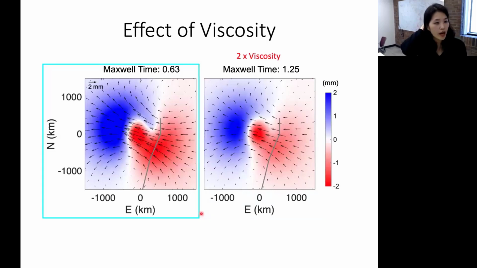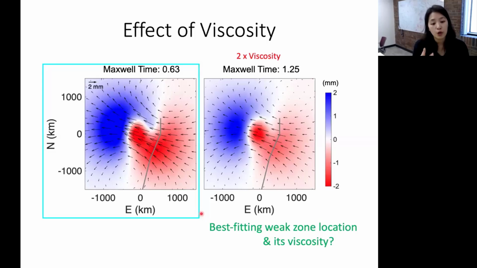So the overall pattern of the surface deformation stays more or less the same, but the amplitude becomes about half compared to the left. So viscosity basically controls the overall amplitude of the cumulative displacement, and it doesn't really change the pattern that much. So that's basically what we learn here. Okay, so we are sensitive to weak zone location and also the viscosity.